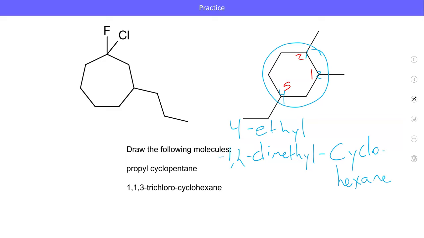There's a lot of freedom with deciding what carbon one is, it seems like, but there's almost always one best way to do it. The best way is whatever keeps your numbers as low as possible, especially on the halogens or whatever other functional groups we add down the line. Keep the most complicated branch with the lowest number is usually the way to think about it.